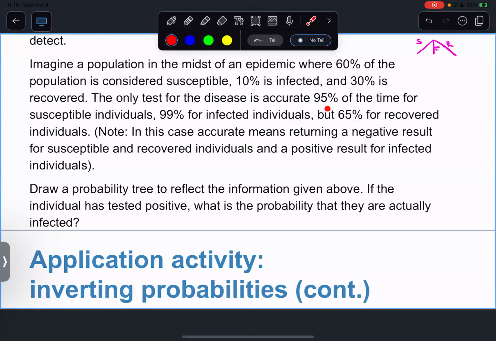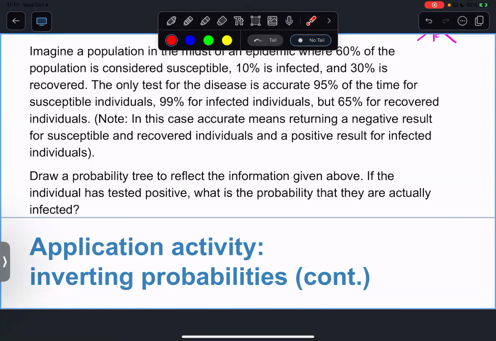But it's accurate 95% of the time for susceptible individuals, 99% for infected individuals, but 65% for recovered individuals. What would accurate be for recovered? Accurate, it should be negative, right? A negative test would be accurate because they don't have it anymore, but they could still be showing a positive. And they've just got a little note about thinking about what accurate means.